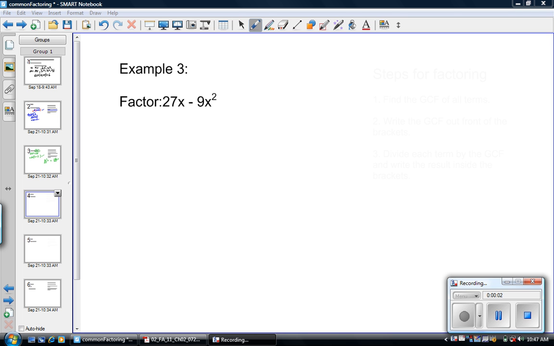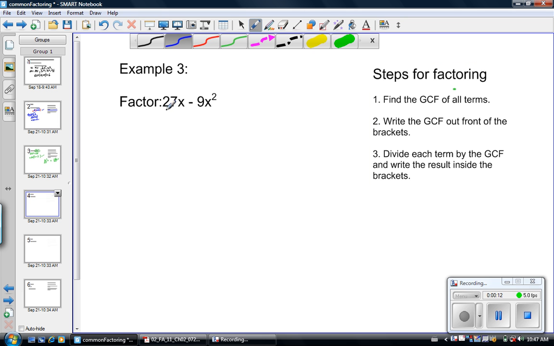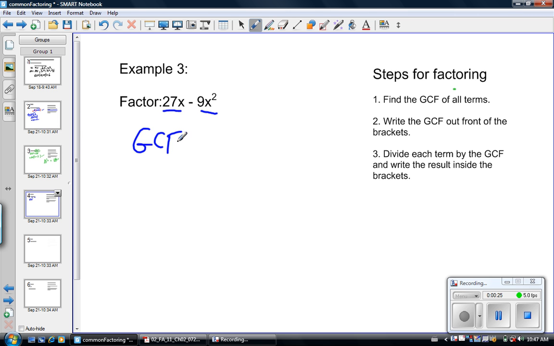Okay, so now on to example 3. We're going to keep going with that. We've got our steps on factoring, which is finding the greatest common factor of all the terms. So to do this problem, we've got 27x subtract 9x squared, and we want to find the greatest common factor of both of those. Looking at the numbers first, we've got 27 and 9. The greatest common factor between those numbers is 9, and the greatest common factor of the x is an x. So the greatest common factor we have is 9x.